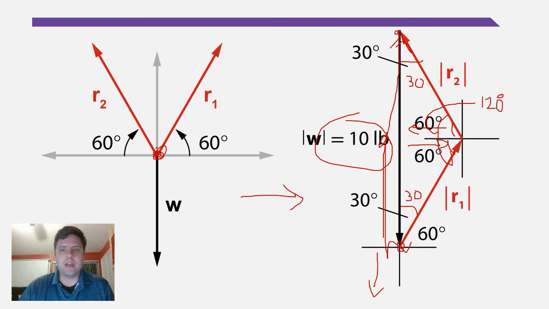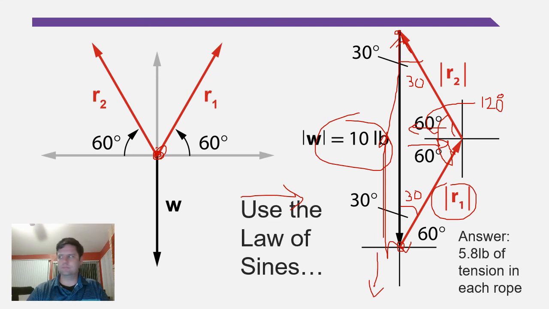Now, from all of that information, we could just use the law of sines, right, to get the resultant of R1. Because we know an angle, we know an opposite side, and we know another angle and an opposite side. So we could just use the law of sines here, and we could get an answer. And what you'll get, if you do this rightly, is 5.8 pounds of tension in each rope. Because remember, they're going to be the same amount of tension in both R1 and R2.